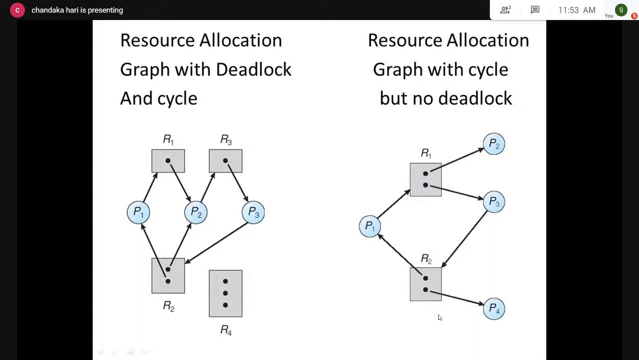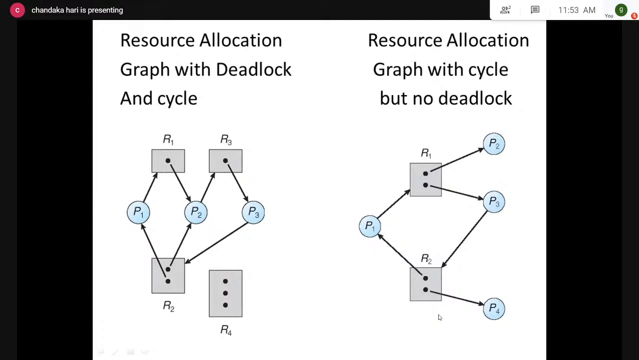Now simply you can say that now you see, observe it. 1, 2, 3, 4, 5, 6. A cycle is formed. Then that implies the system is now in a deadlock state. Once you have got a cycle in the graph, that indicates that the system is in a deadlock state. That implies cycle does not lead to deadlock.